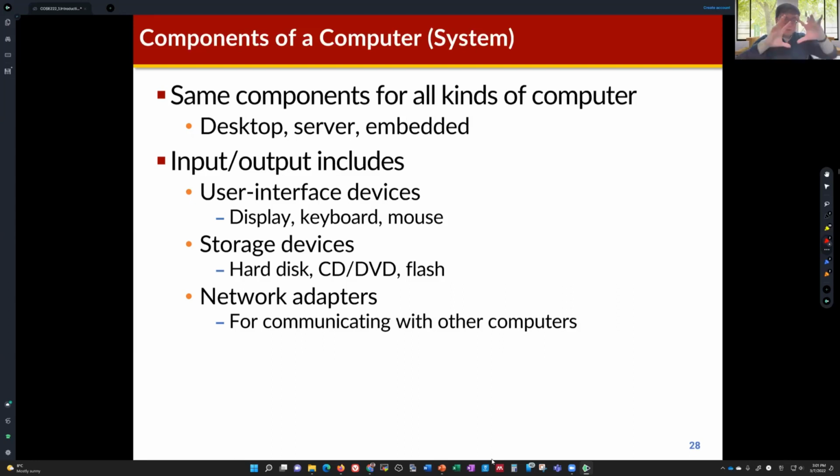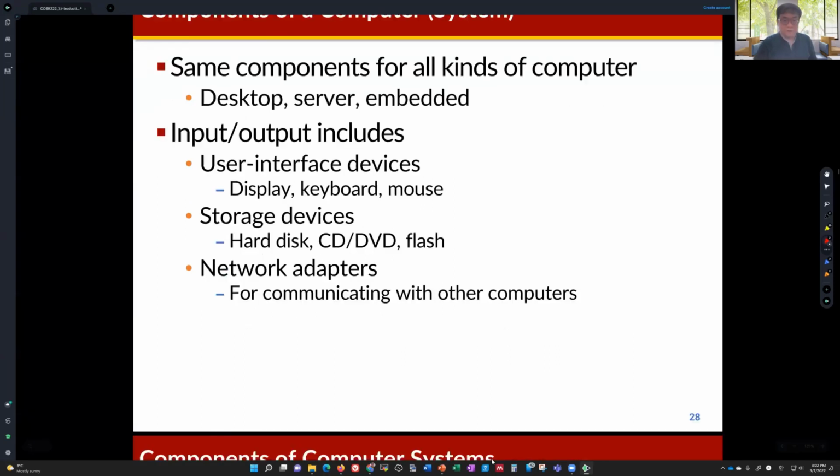So actually, a computer system is composed of many different components, like some memory devices, storage devices, network, and I/O systems, I/O devices. So those are components of computer systems.